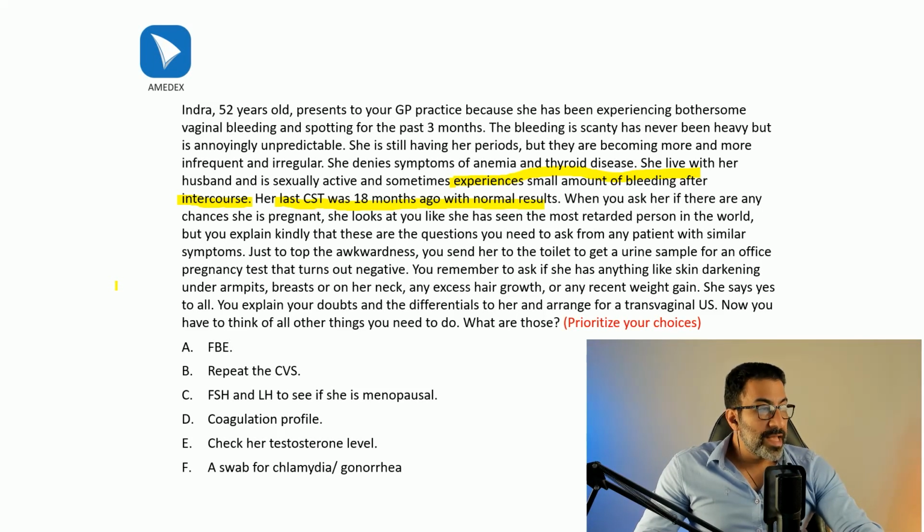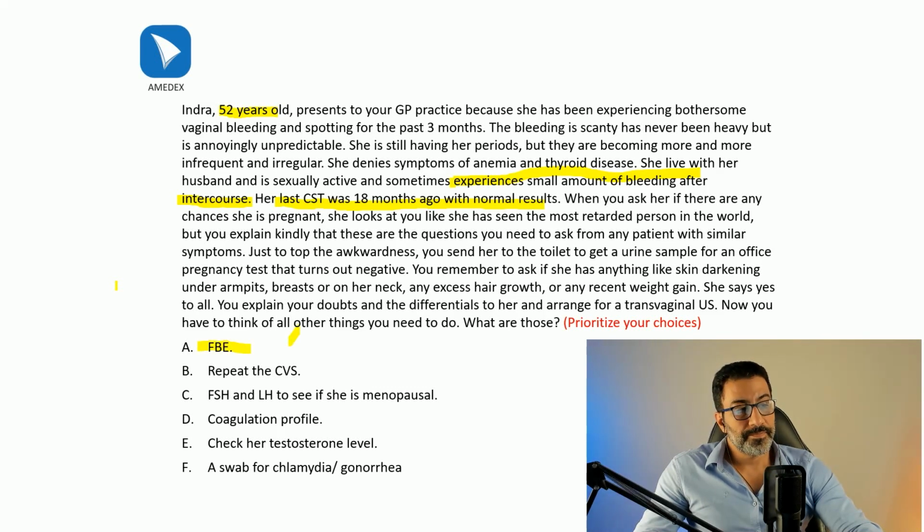You explain your doubts and the differentials to her and arrange for the transvaginal ultrasound. Now you have to think of all other things you need to do. What are those? And I'll tell you what, there are more than one correct option for this question, and I want you to prioritize your choices. Perimenopausal vaginal bleeding, full blood examination after exclusion of pregnancy.